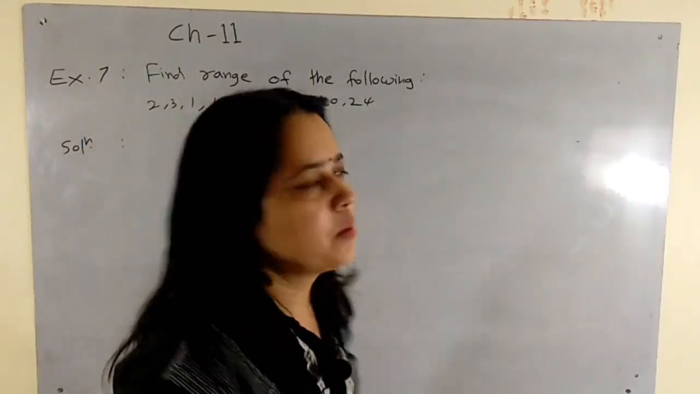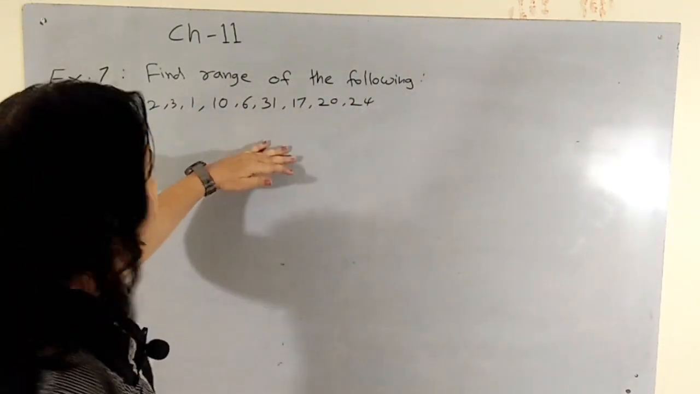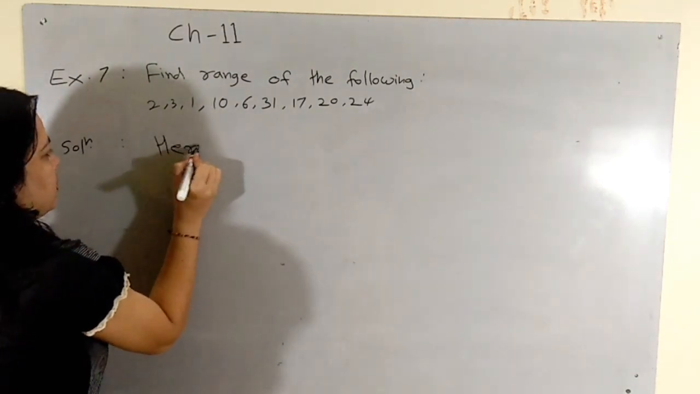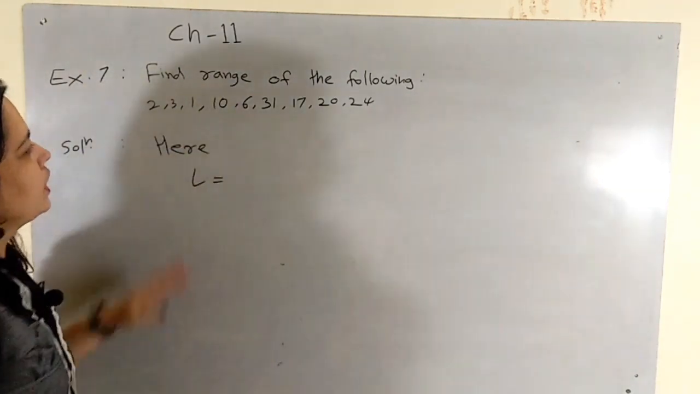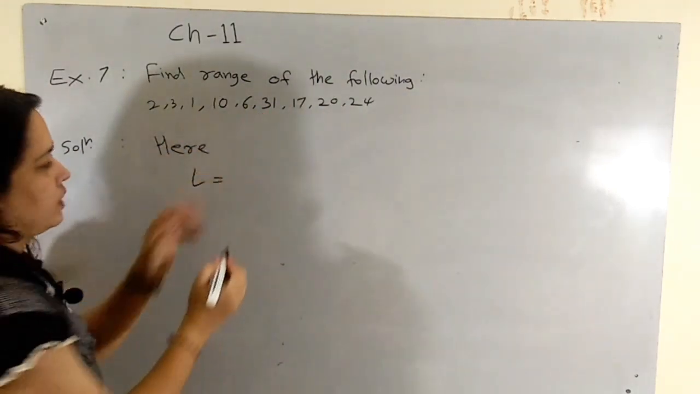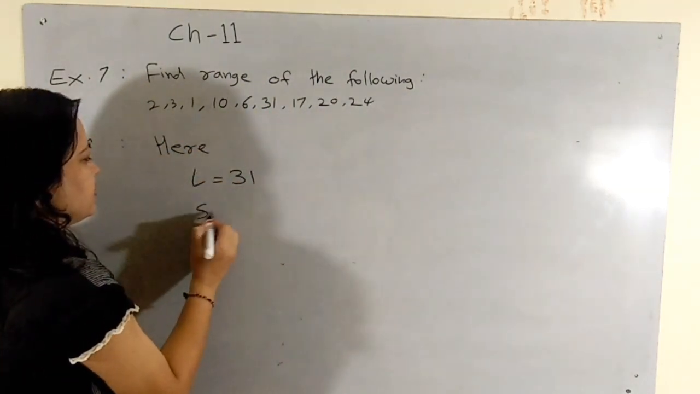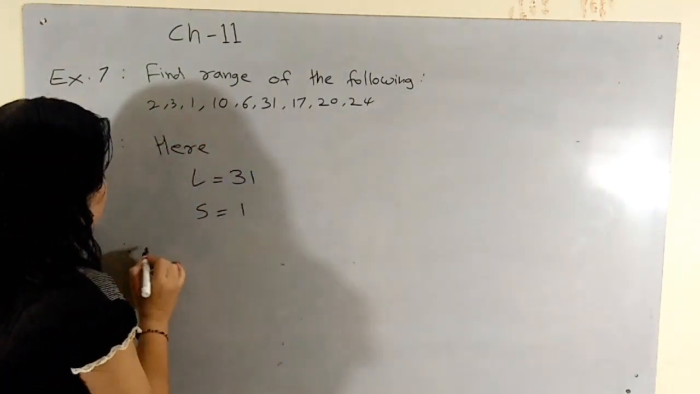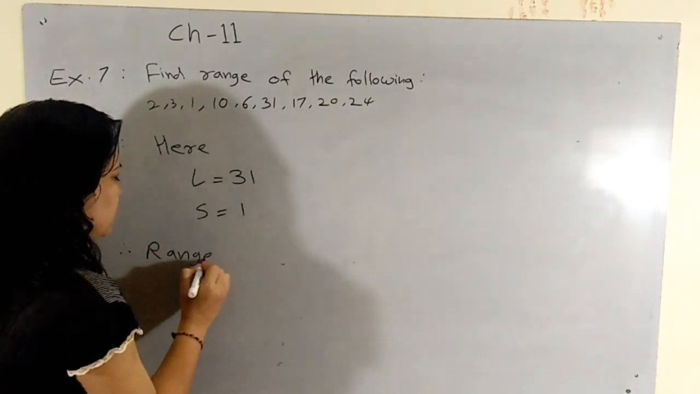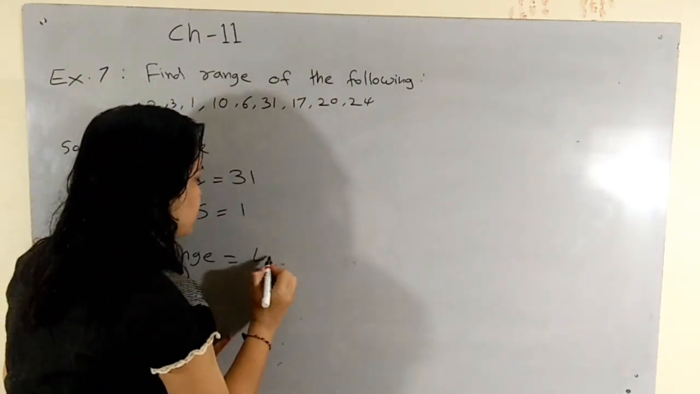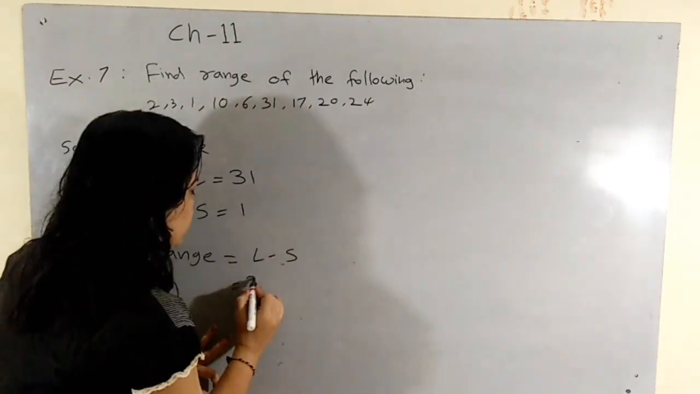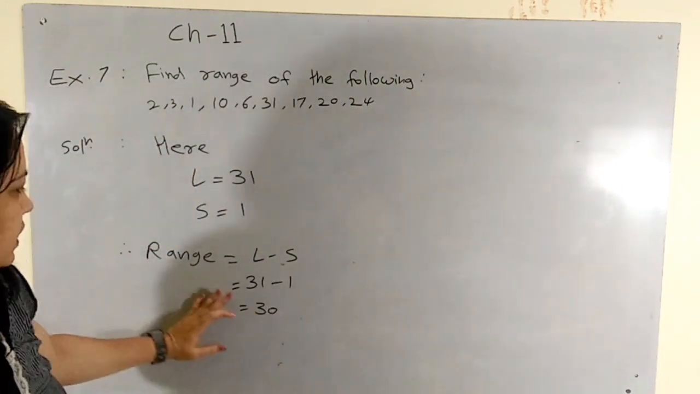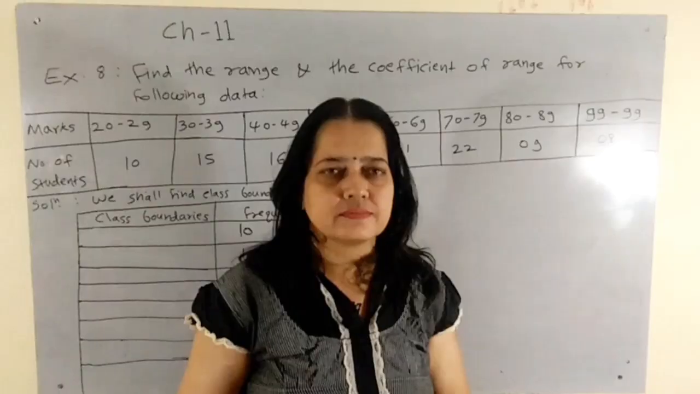Therefore we get coefficient of range is equal to 0.67. Now the next example is: find range of the following data. Data is given here. So in the solution here, L means largest number, which is 31, and S is equal to smallest number, which is 1. Therefore range is equal to L minus S, which is equal to 31 minus 1, which is equal to 30. Therefore here we get range is equal to 30.